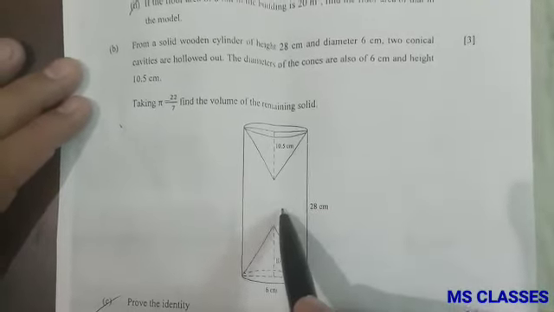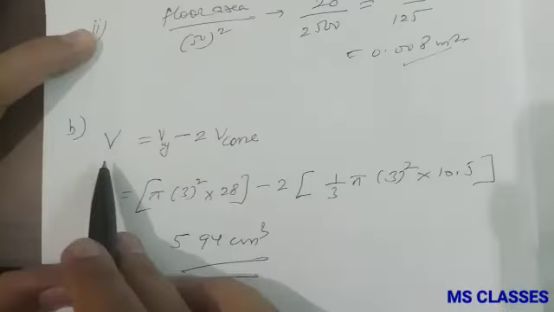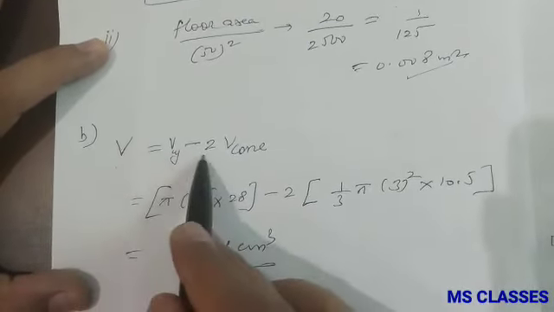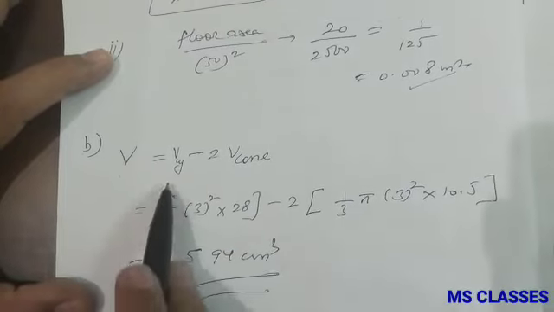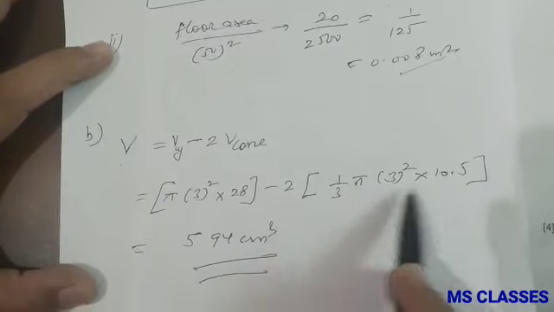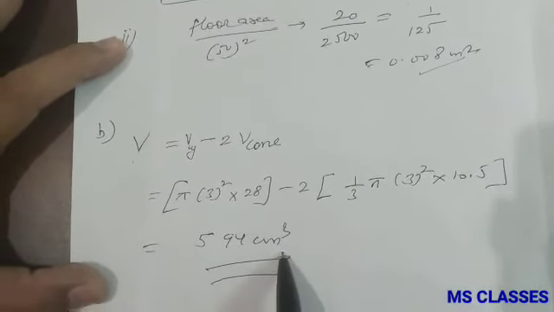Now in this question, we have to find the volume of the remaining figure if the two cones are taken out from the cylinder. So here the volume of the remaining body which is left is volume of cylinder minus twice the volume of cone. Volume of cylinder is pi r square h. Twice the volume of cone is 1 by 3 pi r square h. So here after solving we get 594 centimeter cube.